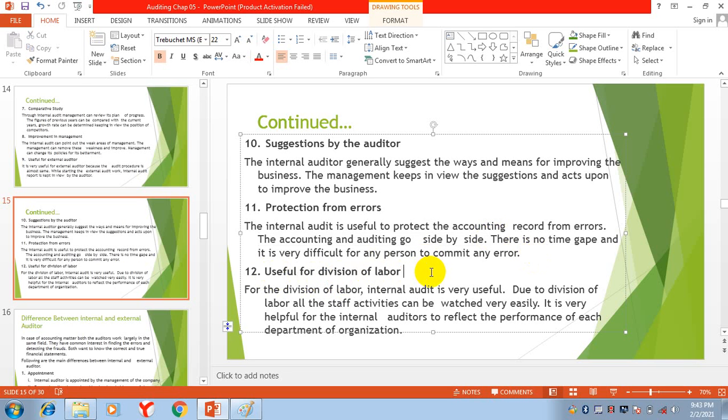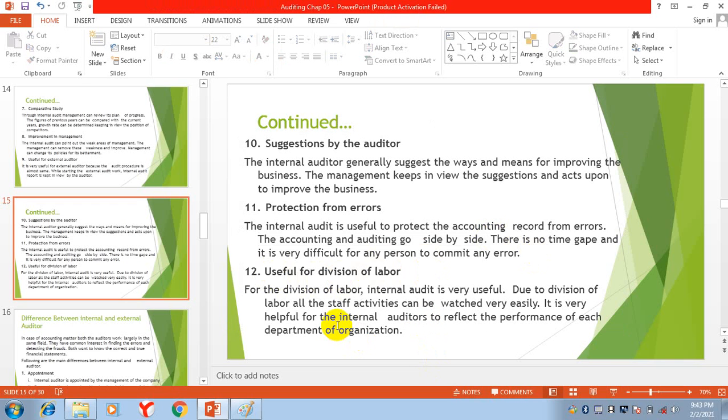Useful for division of labor. Internal audit is also useful for division of labor. Due to division of labor, all the staff activities can be watched very easily. It is very helpful for the internal auditors to reflect the performance of each department of the organization. So if there is internal audit, he will keep an eye on the performance of each and every person, each and every department. So division of labor will be easy.